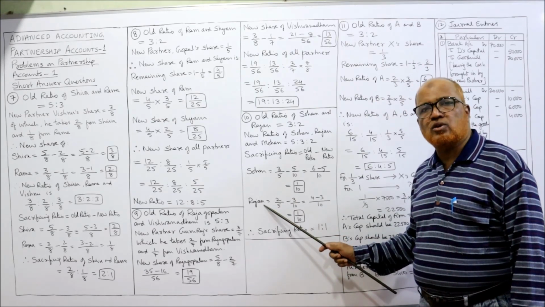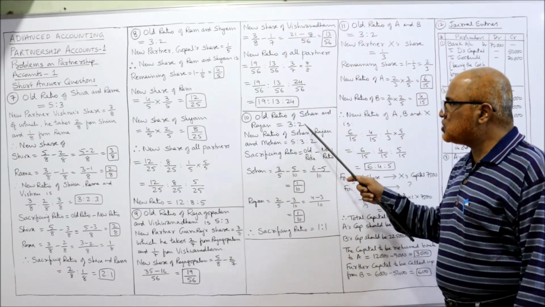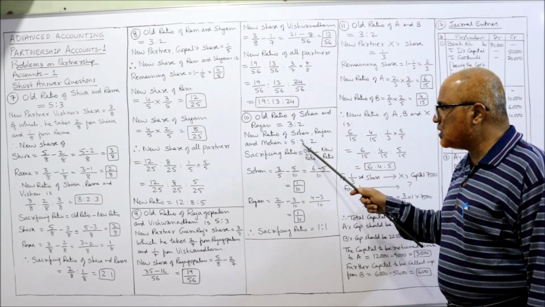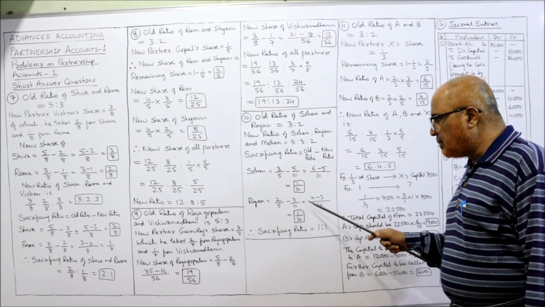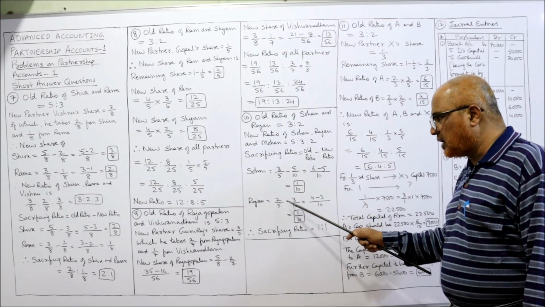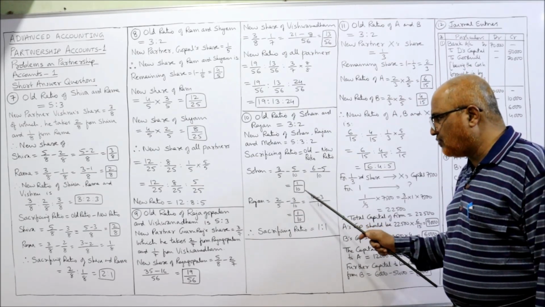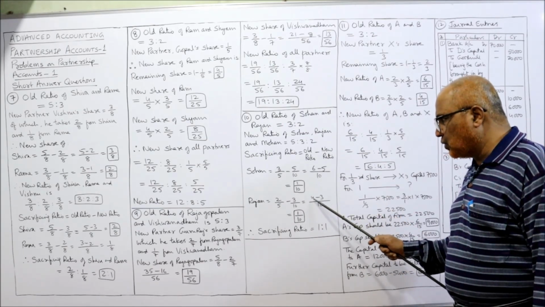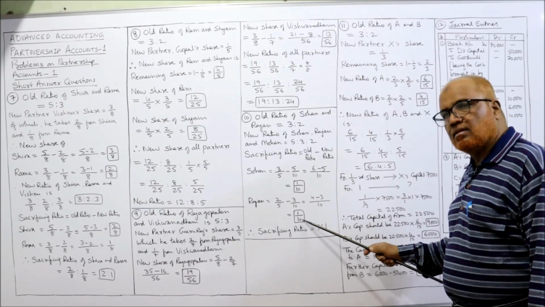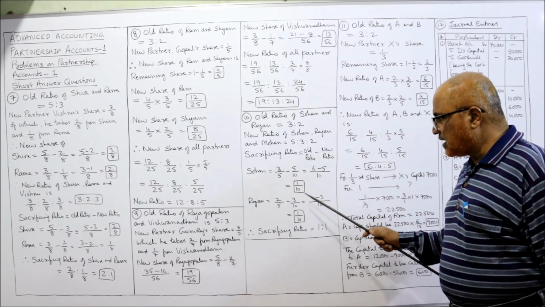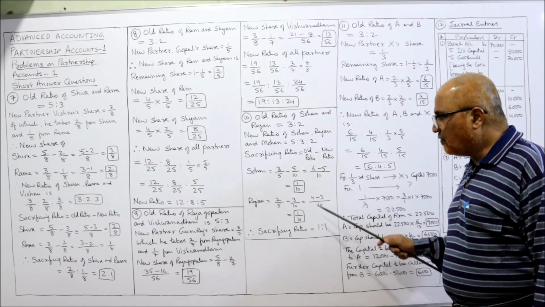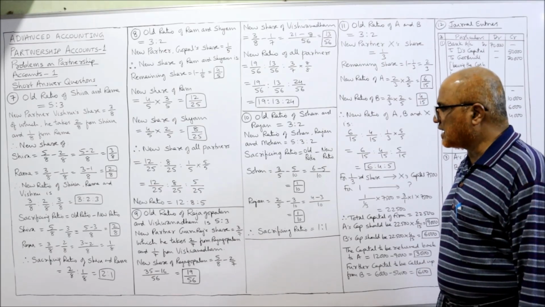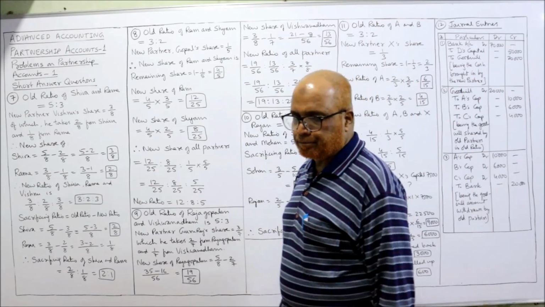Similarly, the sacrificing ratio of Rajan. Old ratio is 2 by 5. New ratio is 3 by 10. LCM again 10. 5, how many times cuts 10? 2 times. 2 twos are 4. 10, how many times cuts 10? 1 time. 1 into 3 is 3. So 4 minus 3 is 1 by 10. So here, the sacrificing ratio is 1 by 10 is to 1 by 10, so 1 is to 1 is the sacrificing ratio.